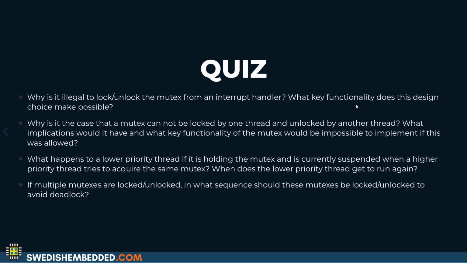What happens to a lower priority thread if it is holding the mutex and is currently suspended when a higher priority thread tries to acquire the same mutex? What changes do we make to its priority level? And why do we do that? If multiple mutexes are locked and unlocked, in what sequence should those mutexes be locked and unlocked to avoid a deadlock? So if you have mutex A and mutex B, how should you be locking these two mutexes, and how should you be unlocking them?